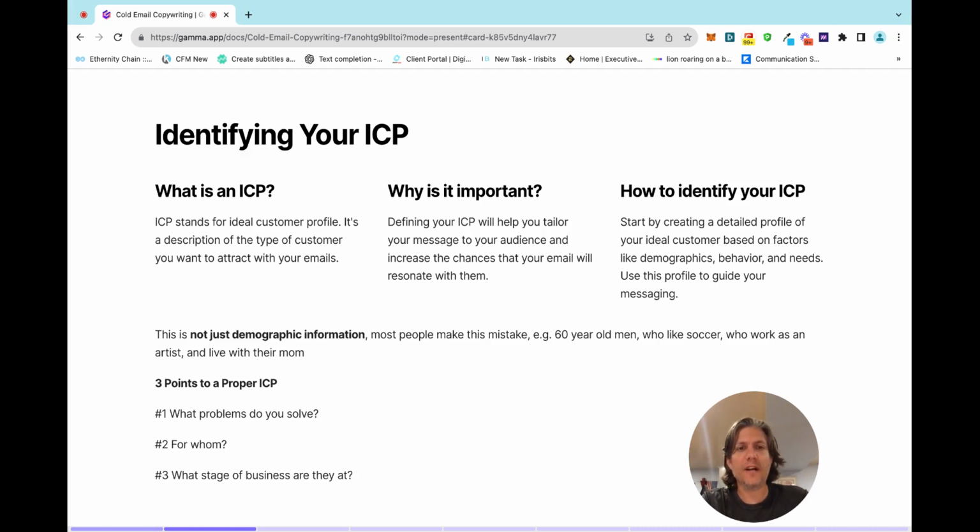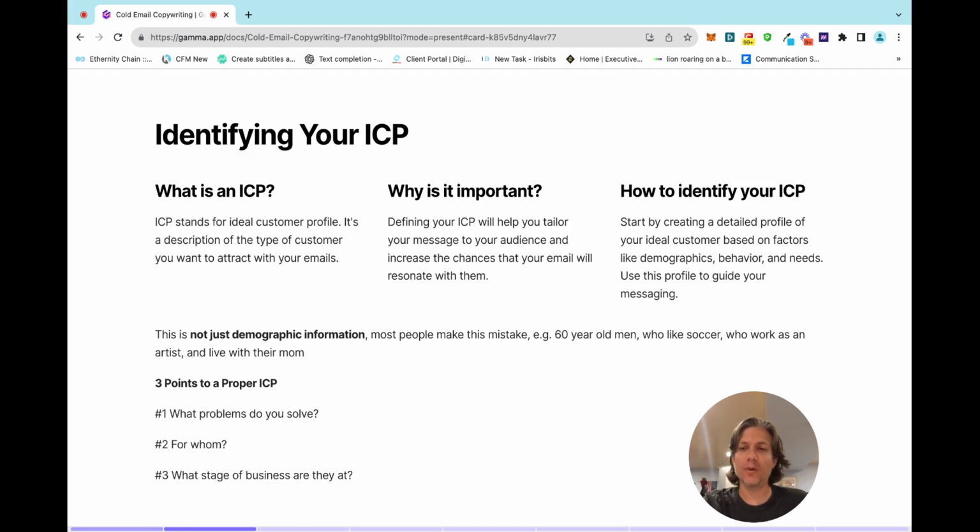So how to identify your ICP? There's a whole course on this. Alex Hormozi obviously has an incredible book, $100 Million Offers, to talk about this. Highly recommend it. You start by creating a detailed profile of your ideal customer based on factors like demographics, behaviors, and needs. That's a very basic start. Most people do demographic information. For example, like a 26-year-old man who likes soccer, who works as an artist, living with their mom.